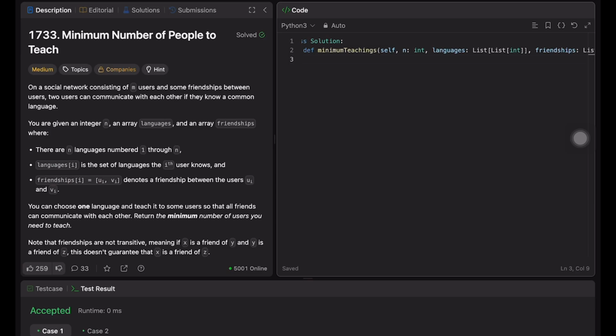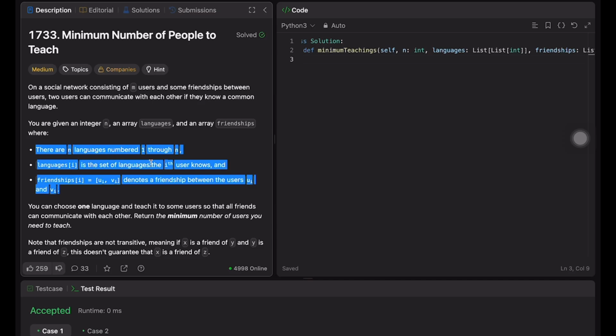So there's a social network which has M users and some friendships between those users, and they can communicate with each other only if they know a common language. Got it? They give us an integer n, the number of languages, numbered from 1 to n, and an array of languages and an array of friendships. Languages of I is the set of languages that user I knows.